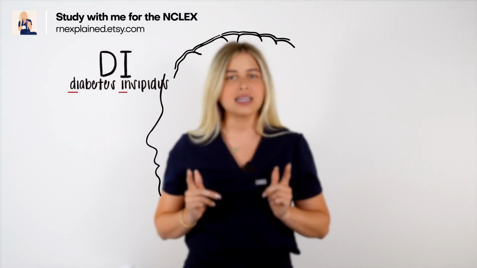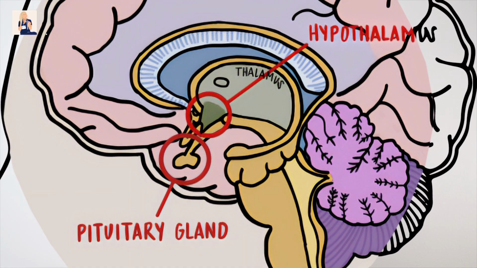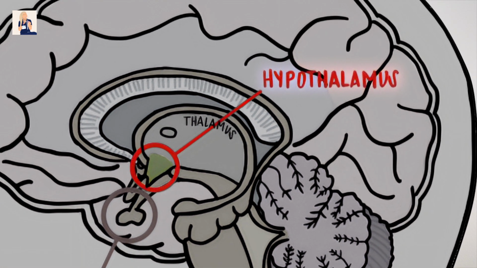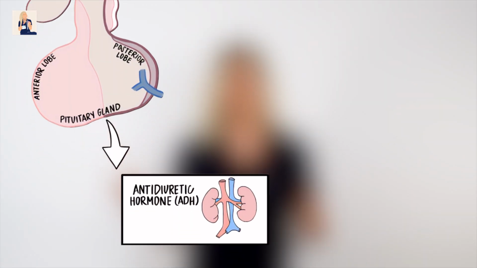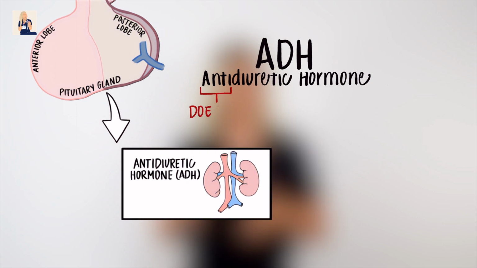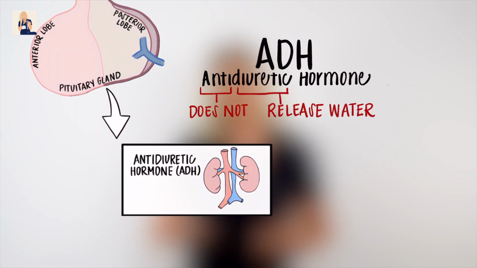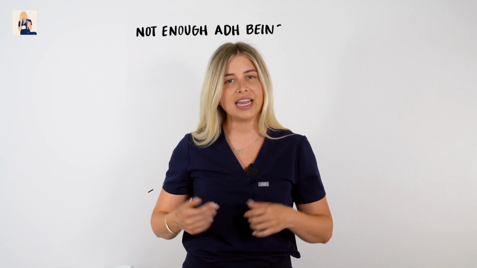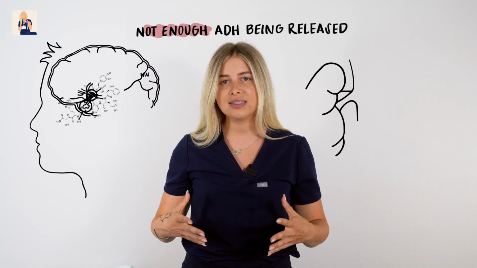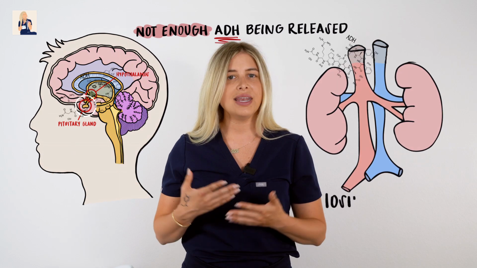Diabetes insipidus is a condition in which the hypothalamus produces not enough antidiuretic hormone, so the pituitary gland has no ADH to release. Remember, antidiuretic means we are not diuresing, aka we are holding in water. So if we don't have enough ADH being released during diabetes insipidus, the kidneys cannot conserve water in the body. And now we are losing more water than is desired, which upsets the body's balance of electrolytes.